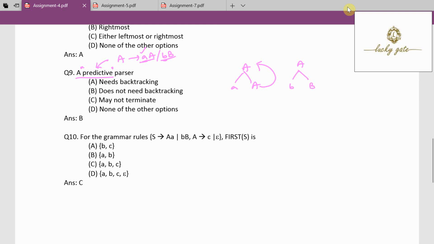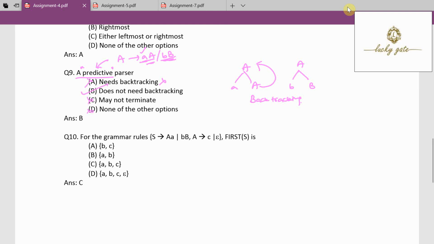Trying the first, if not suitable, trying the second, this process is called backtracking. But in a predictive parser, it is possible to predict which of the two productions is best suitable. So it doesn't require any backtracking, meaning we are always predicting the correct alternative to apply for the derivation process. So among the options given, needs backtracking is incorrect, does not need backtracking is correct. So the answer for question number 9 is option B.